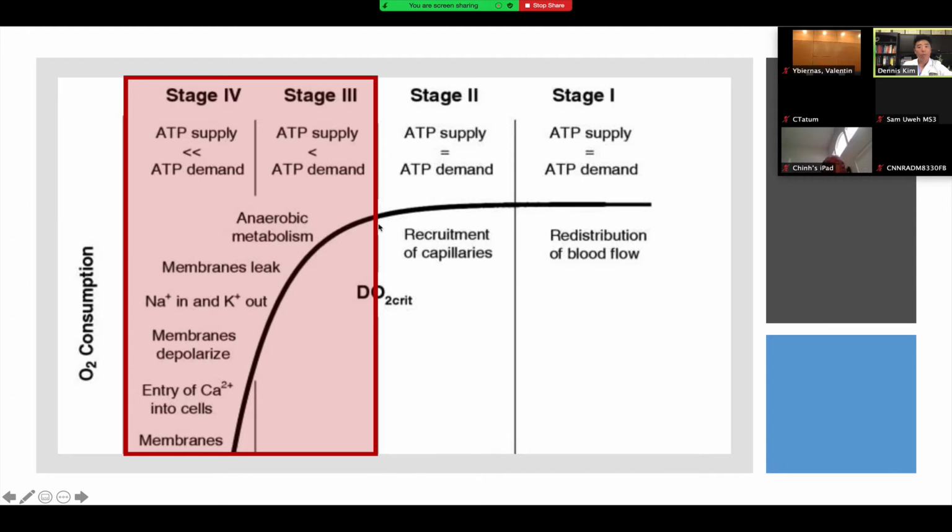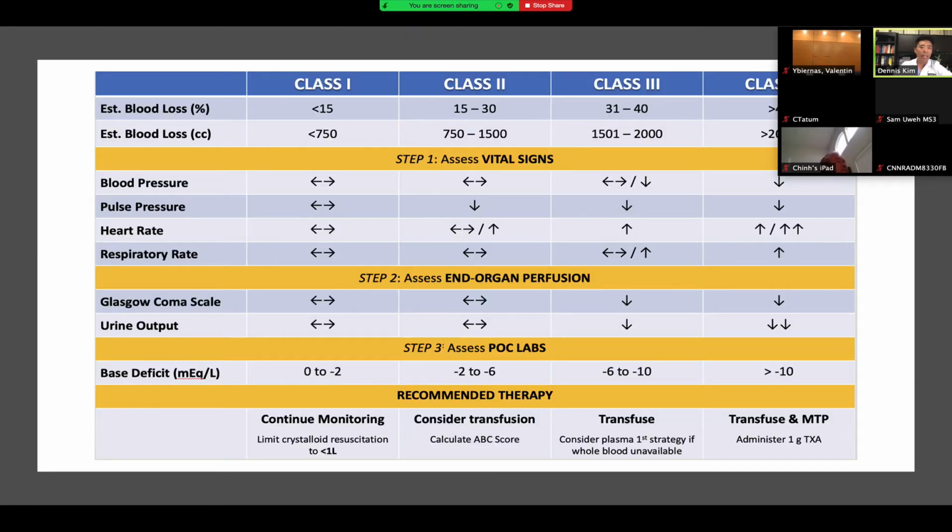But there will come a point known as the critical DO2 whereby oxygen consumption really does become flow dependent, or dependent on the delivery of oxygen. And this is where we get into that uncompensated and eventually refractory shock. So we want to avoid getting into these stages. And this is all very kind of abstract, and so the question becomes, well, how do I recognize that?